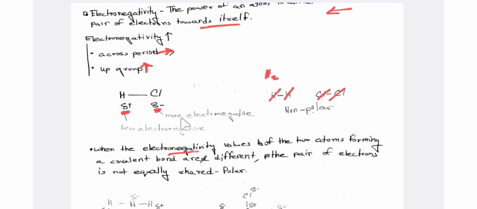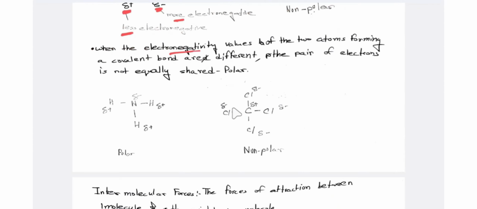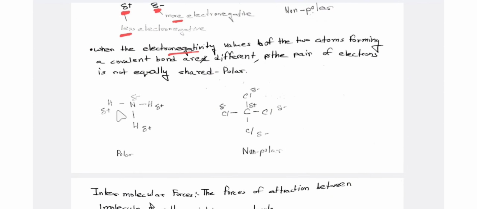In HCl, chlorine is more electronegative and hydrogen is less electronegative. So the pair of electrons is not equally shared, so the molecule is polar. That is, it has a delta positive charge and a delta negative charge. Then for ammonia, we know that nitrogen is delta negative while hydrogen is delta positive, so this molecule is polar.